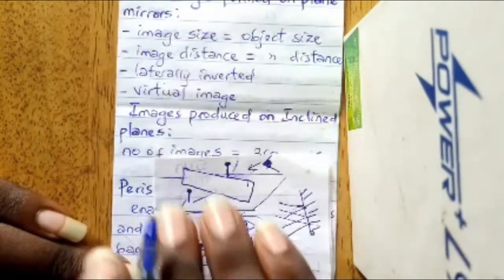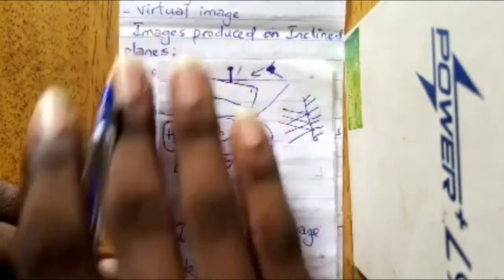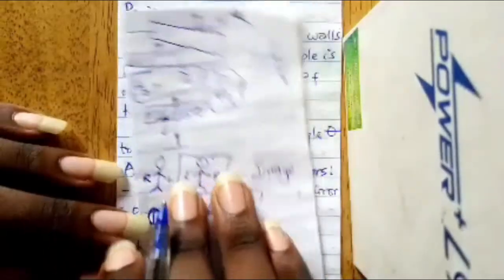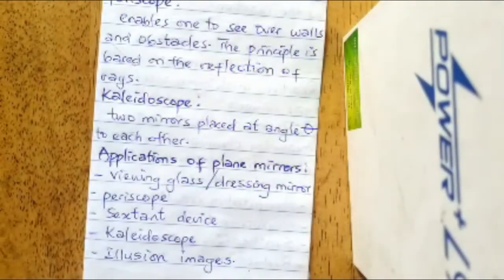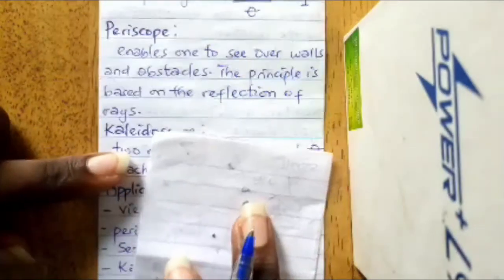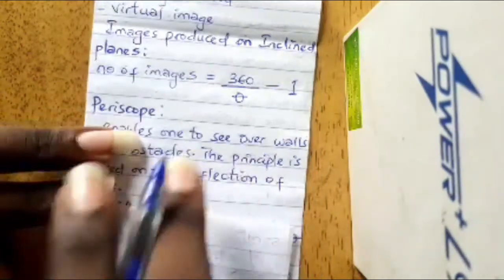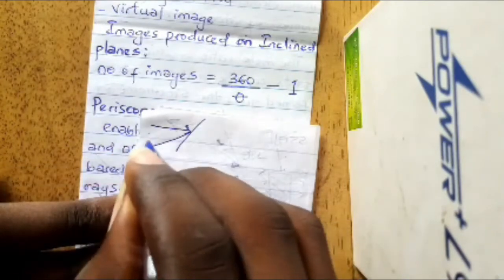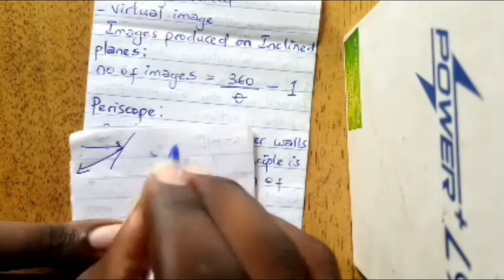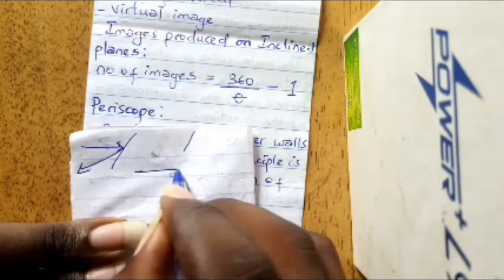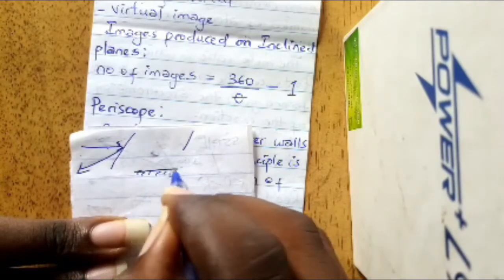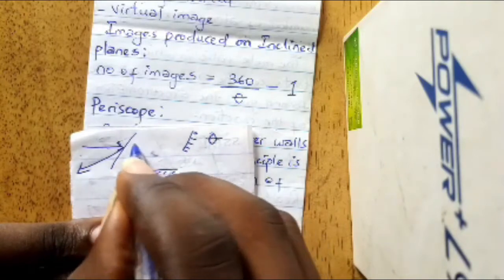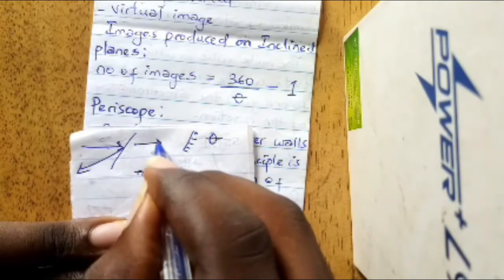So also we have images produced on inclined planes. You can have a mirror in which light is being incident and reflected. But what happens when we have groups of mirrors incident at different angles? And you have this incident ray.